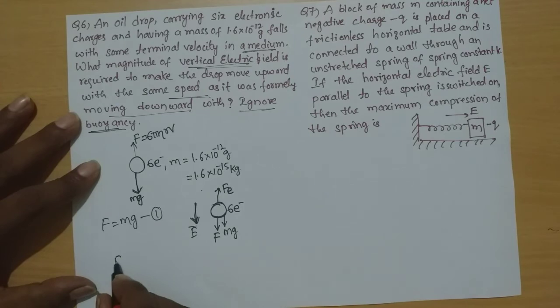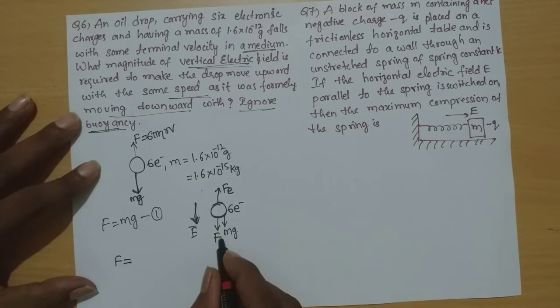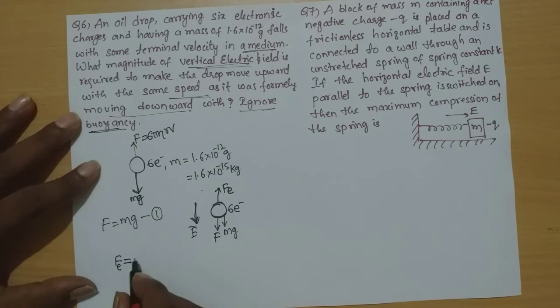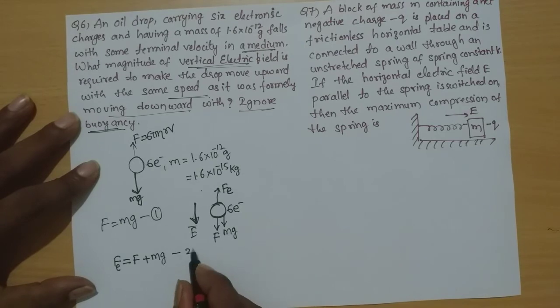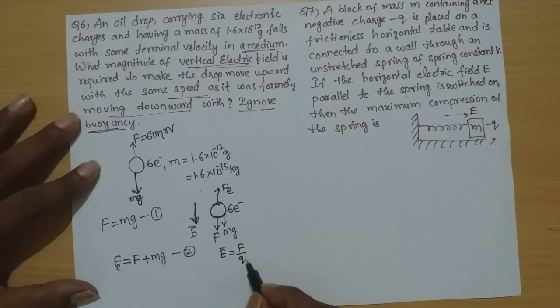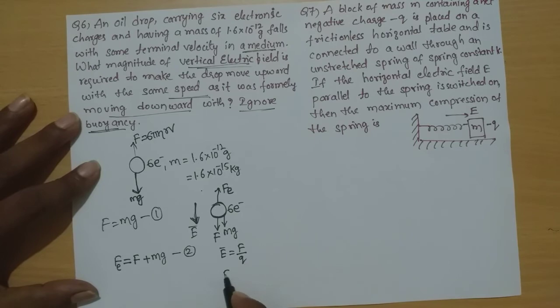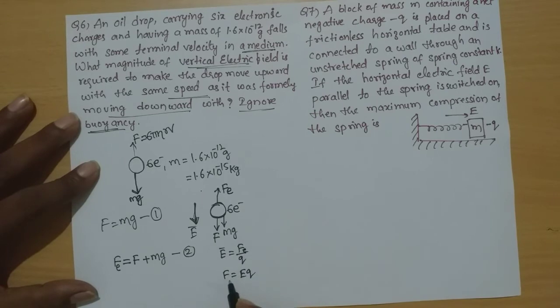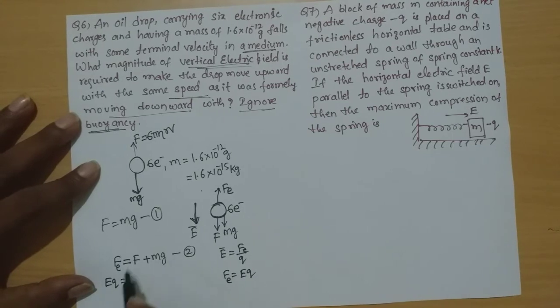Now the electric force is equal to the viscous drag, that is, EF equals F plus mg. This is the second equation. Now we already know the electric field formula, E equals F by Q, and the charge is that of 6 electrons. From this, F equals E into Q, so the electric force is EQ, equal to F plus mg.